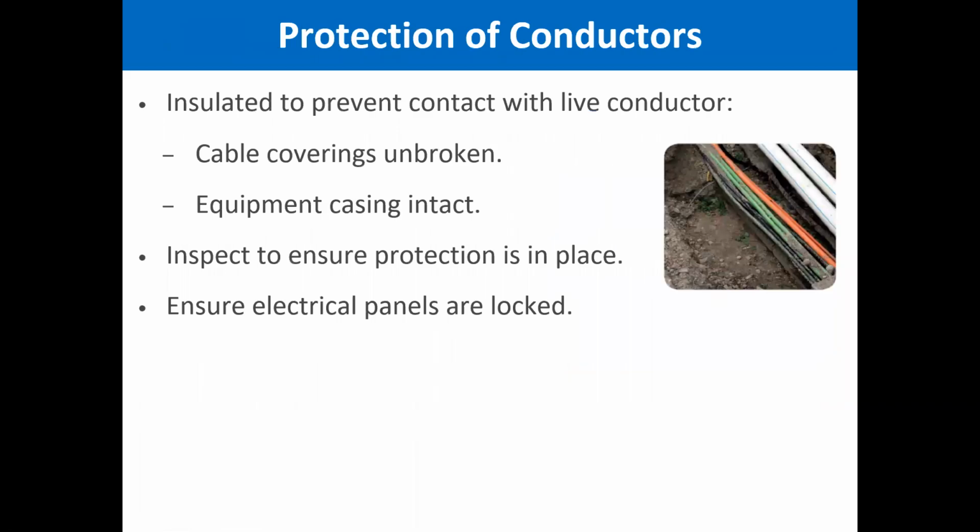Now, what are the control measures? Number one, protection of the conductors. Very, very important. You must always protect the conductors. The electrical cables, and other conductors which are carrying current, must be protected as well. Protective conductors must be protected by insulation to prevent contact with the live conductor. Cable coverings should be unbroken, equipment casing should be intact, and you should inspect to ensure the protection is in place and ensure electrical panels are locked.